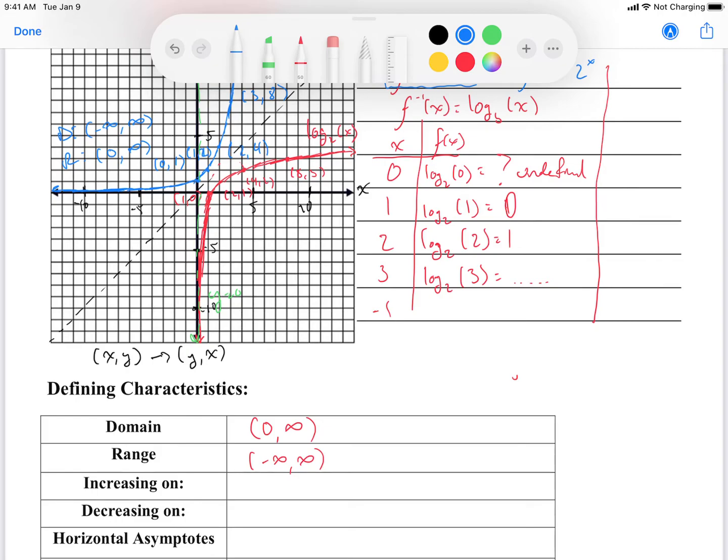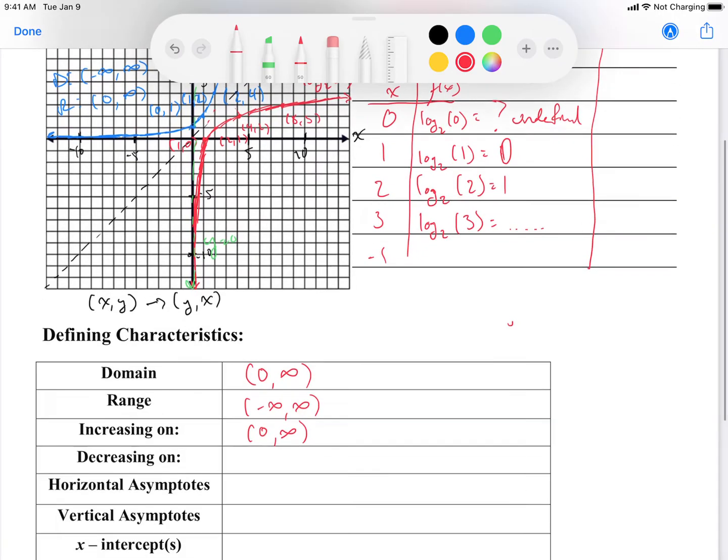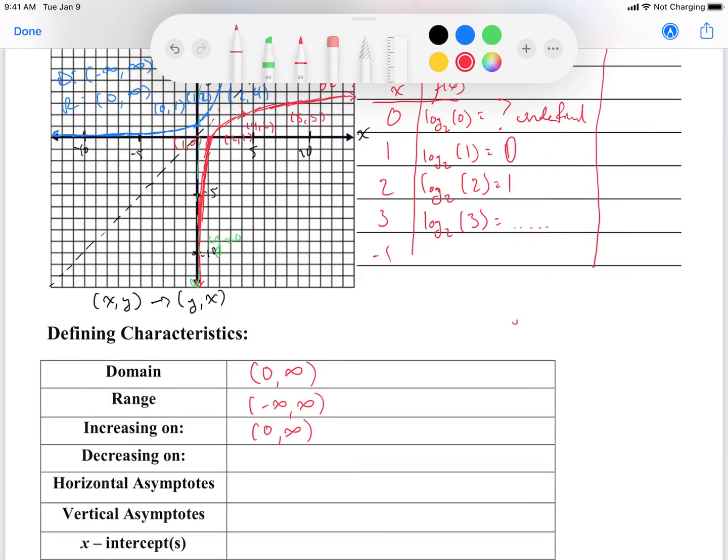Increasing on, well, it's always increasing, so it's increasing along the whole domain. So from 0 to positive infinity. And remember, to tell if it's increasing, I go left to right and see what's happening to my y values. Are they going up or are they going down? And I also want to look at my slopes. Is my slope positive as I'm moving left to right, or is it negative? Okay. Decreasing on. Does this thing ever decrease? Nope.